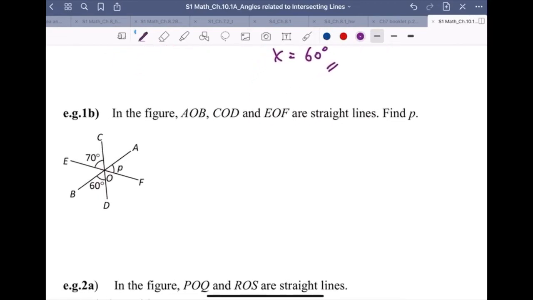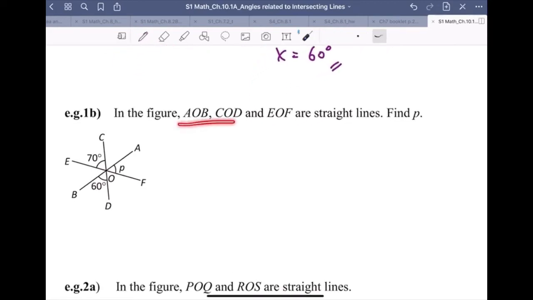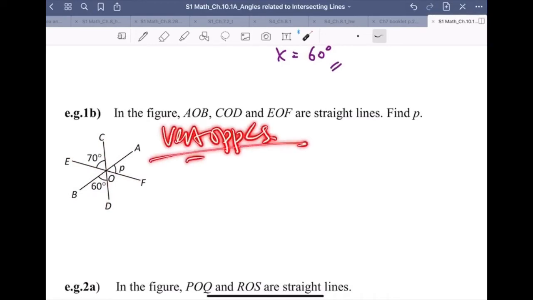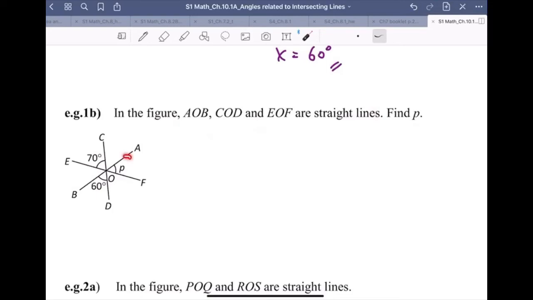Okay, our second one. Okay, there are three straight lines, 1, 2, and 3. For straight lines, that means we can spot out some pairs of vertically opposite angles. So find P. P is here.